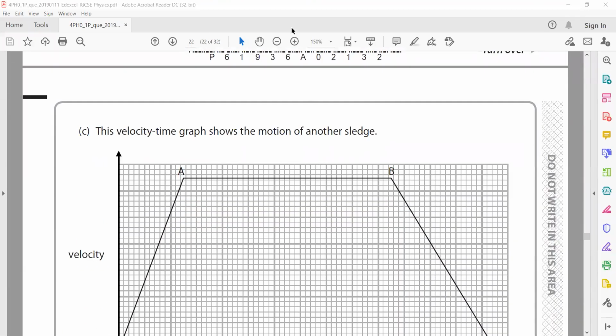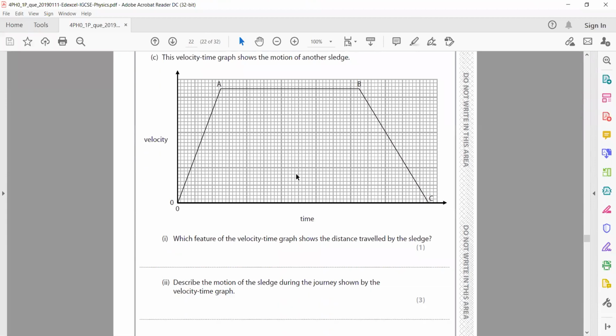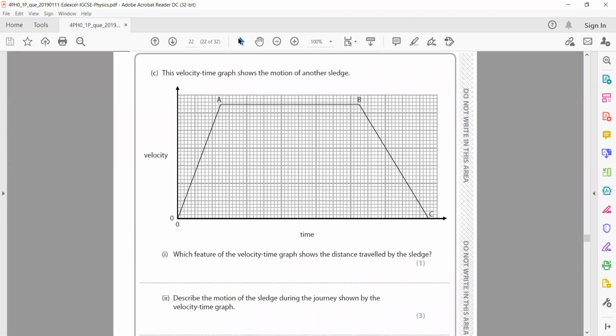The velocity time graph shows the motion of another sledge. Which feature of a velocity time graph shows the distance traveled? So the area under the graph will give us the distance traveled.